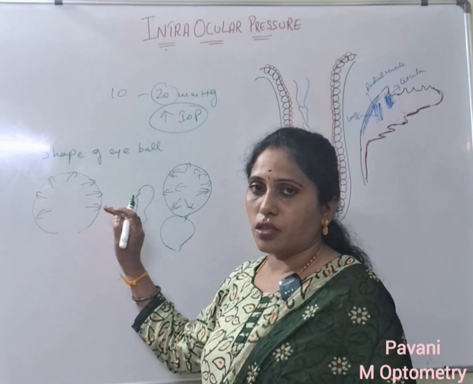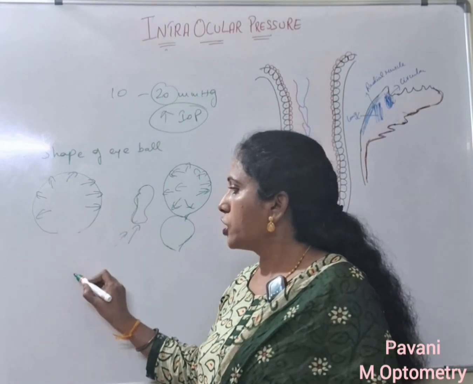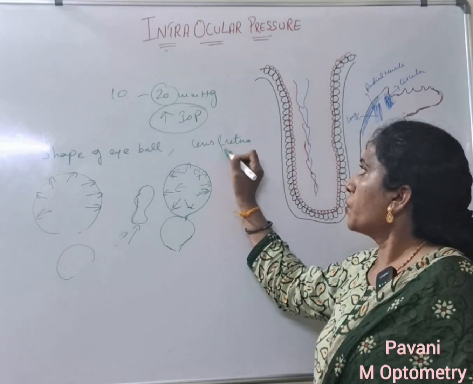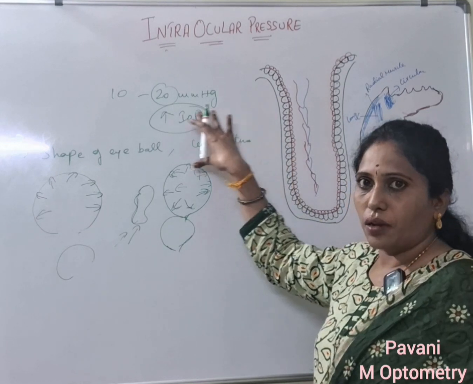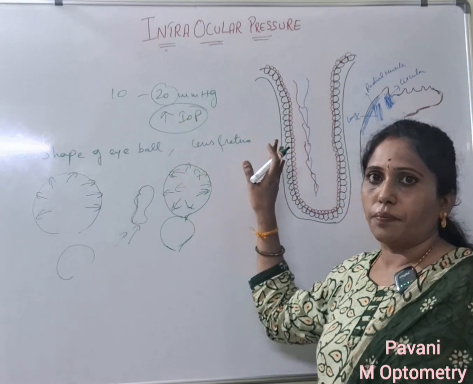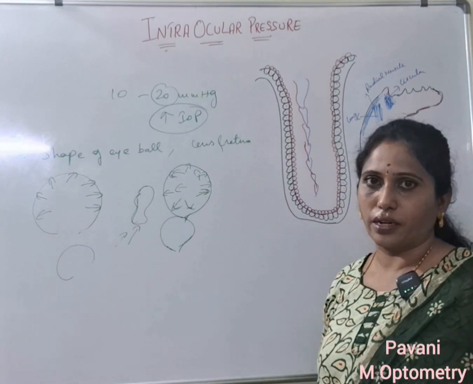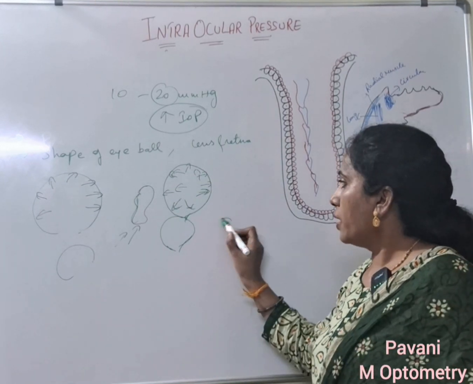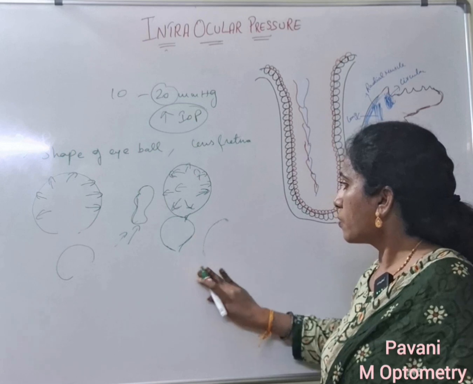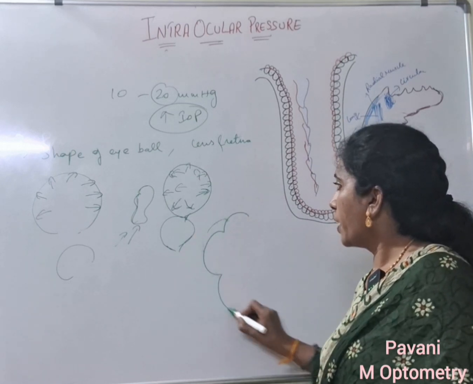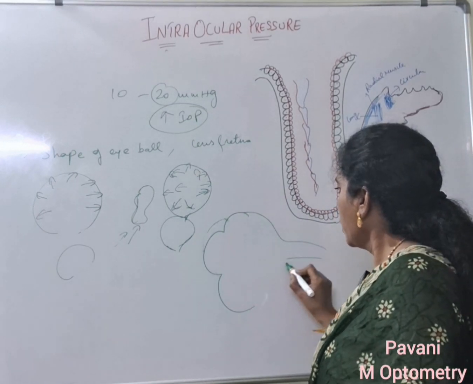What happens if the pressure decreases in the eyeball? The eyeball shape will collapse. Because of this fluid only, all these parts are located in that particular place. If there is no fluid, what happens? The lens and retina will be dislocated. Okay. So mainly this fluid.